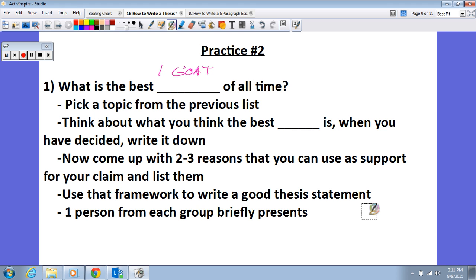And then one person from each group is going to briefly present. So go ahead, do the thesis statement on your own, and then share with your group what you all did. Remember, there's no wrong answers. We're just looking for structure here. And then we're going to pick one person from around the room to share. So we're going to pause the video while you write yours. Go.